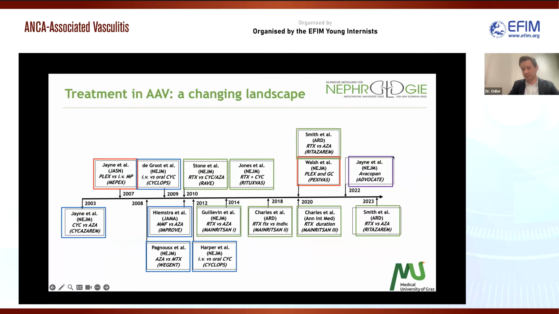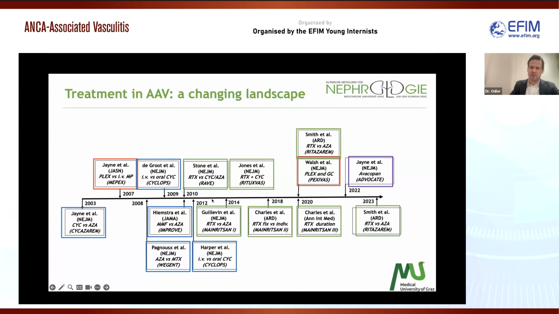And 2 years earlier, the ADVOCATE trial was published that investigated the efficacy of avacopan, that is a C5a receptor antagonist. I will talk about this study later on as well. And then I also marked 2 trials on plasma exchange that can also be important if you consider adjunctive treatment in your patients. So I don't want you to be sleeping during my presentation, so I won't talk about all of these studies, but I want to highlight some of them for you, just for your understanding.